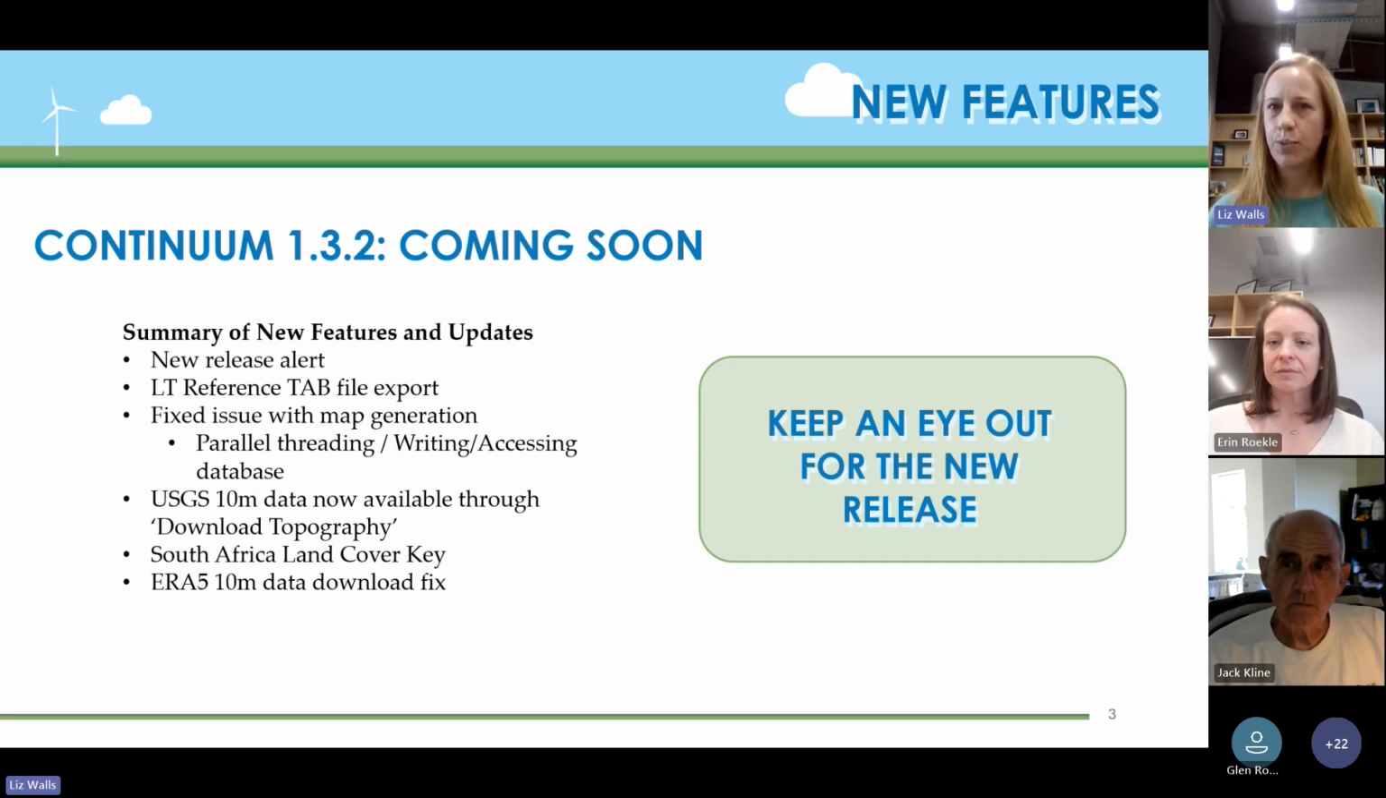Next, we added a new export in the long-term reference module. So now on this tab, when you download, say, MERRA-2 or ERA5 data, you can export it as a time series, but now you can also export it as a TAB file, which I found has been useful for different modeling activities that I've done.